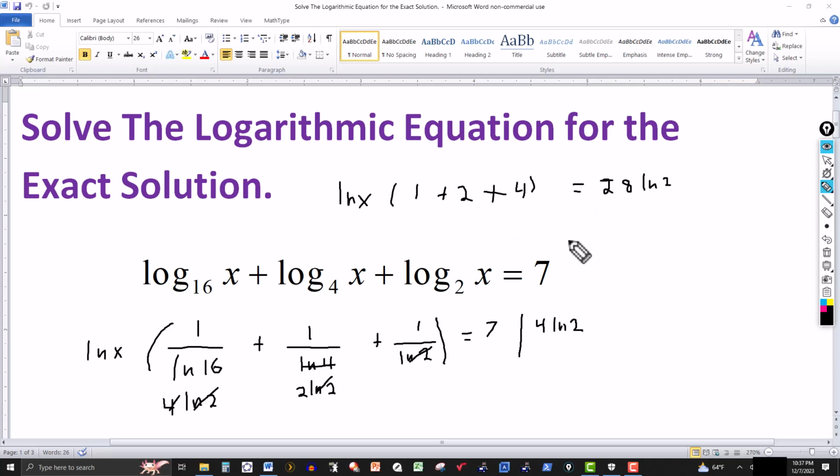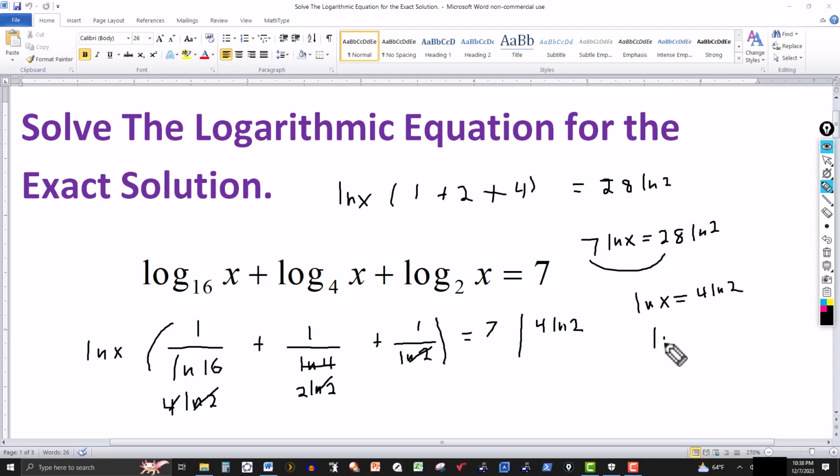So then on this one here, then we have, add those numbers up, it's 7 ln of x is equal to 28 ln of 2. And then 7 divides into 28 4 times. So I can simplify this to natural log of x is equal to, 7 to 28 is 4, this will be 4 ln of 2.